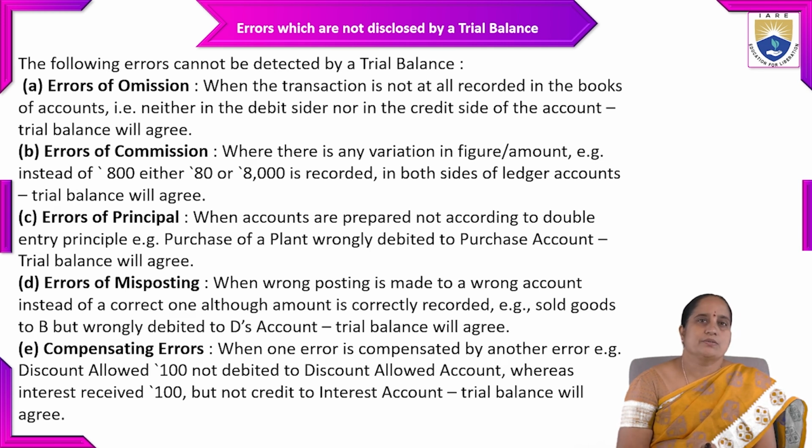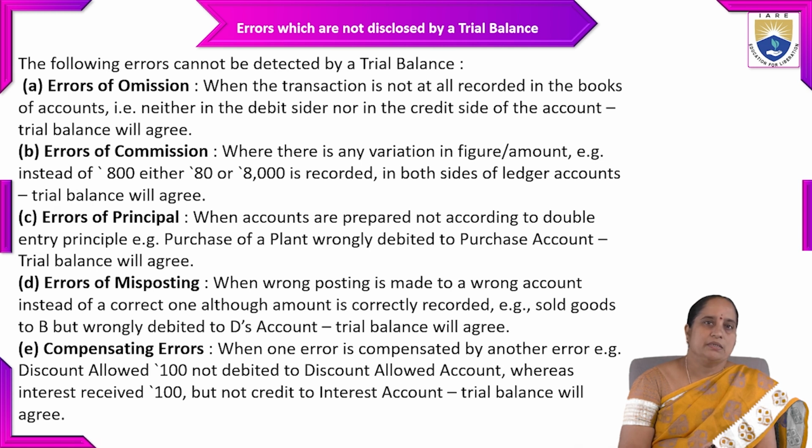The next, errors of principle, when accounts are prepared not according to the double entry principle. For example, purchase of a plant wrongly debited to purchase account, the trial balance will agree. Next, errors of misposting. When a wrong posting is made to a wrong account instead of the correct one, although the amount is correctly recorded. Sold goods to B but wrongly debited to D's account. Again, the trial balance will agree.